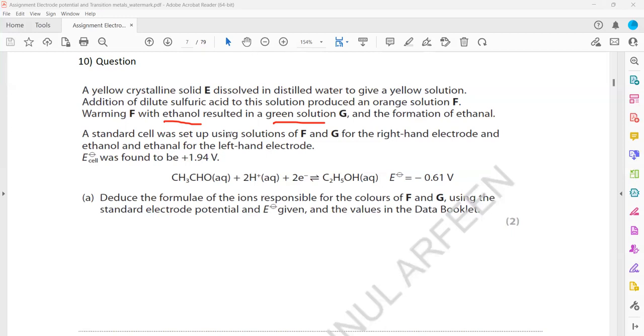The standard cell was set up using the solutions F and G for the right hand electrode and ethanol on the left hand electrode. The cell voltage was 1.94, the voltage which the cell produced. Deduce the formula of the ions responsible for the color of F and G, using the standard electrode potentials and the electrode potential of the cell, and use the values in the data booklet. So we need a data booklet, especially for the electrode potential questions. You have to use a data booklet.